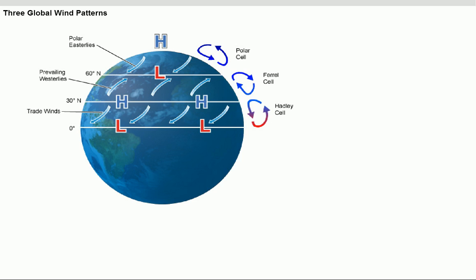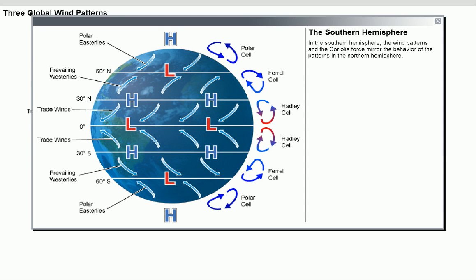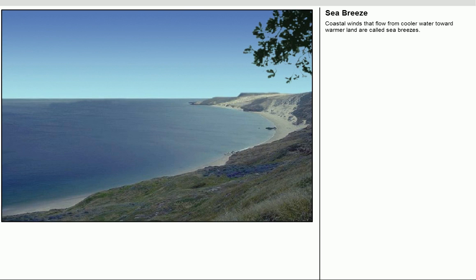Between 60 degrees and the North Pole, Coriolis force and the circulation pattern of the polar cell cause the polar easterlies. Although global wind patterns affect flight in general, localized wind patterns are especially important to you as a pilot. Localized wind patterns are caused by terrain variations such as mountains, valleys, and bodies of water, and they have a significant effect on regional weather. In the southern hemisphere, the wind patterns and the Coriolis force mirror the behavior of the patterns in the northern hemisphere.